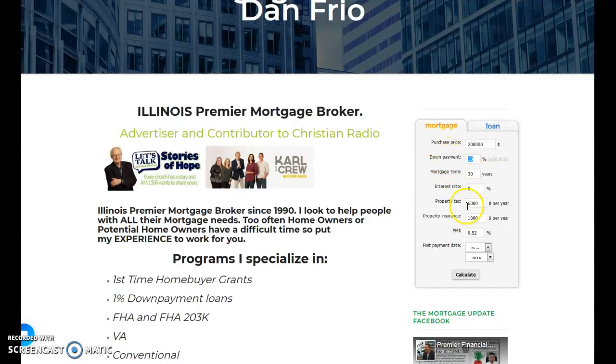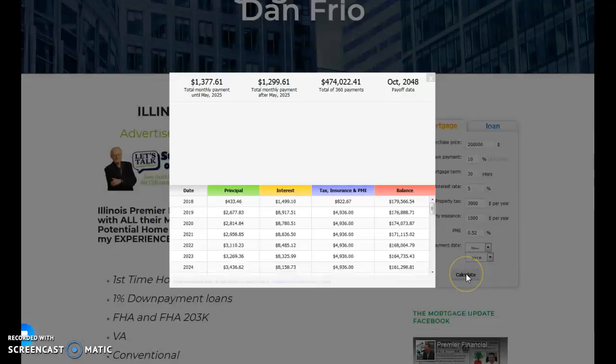Well, because of that, your real estate taxes aren't probably going to be 6,000. So let's make a more realistic number at this point of about $3,000. We're going to keep all the other factors the same for the time being. We're going to calculate it. Let's see what this comes out.